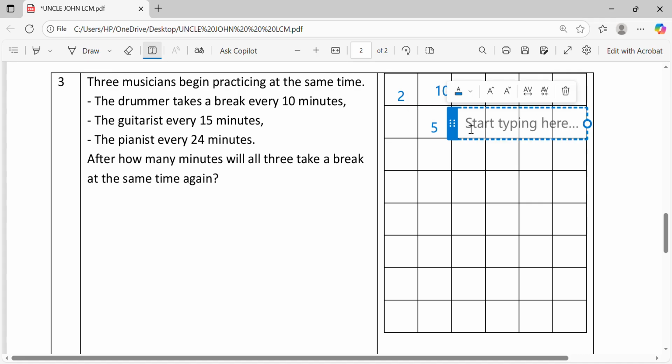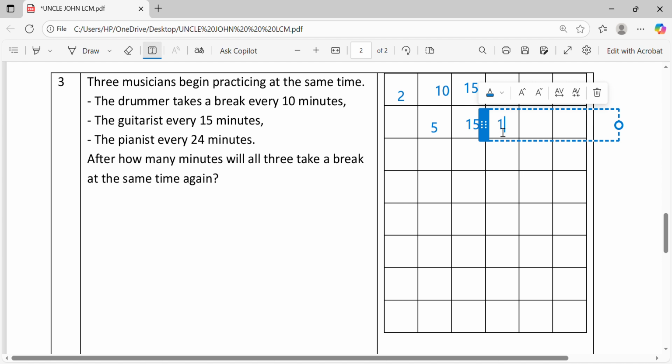15 divided by 2 is impossible. So if it is impossible, we need to copy 15 down. 24 divided by 2 equals 12. So I will take again, by 2 is still possible.